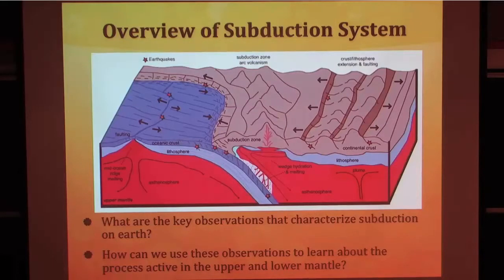We're asking basically the big inverse question that we're all trying to answer, which is how can we use these observations to learn about the processes that are active in the upper and lower mantle without being able to go there directly?